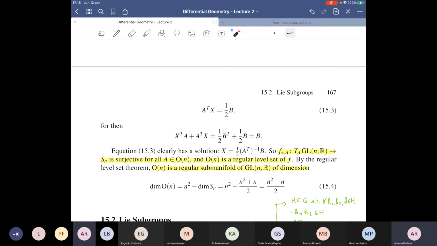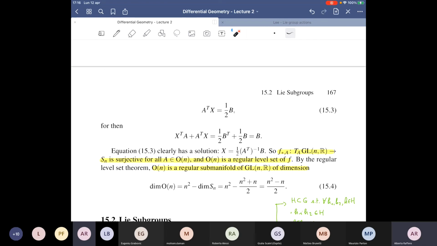What is its dimension? Well, the regular submanifold theorem tells you that the dimension is the dimension of the ambient space, so of GL_n(R), minus the dimension of the target space, which is the space of symmetric matrices. So the dimension of the orthogonal group is given by this difference here, and so it is just n squared minus n over 2. So this is, if you want, an application of a theorem that you discussed in the first lecture.